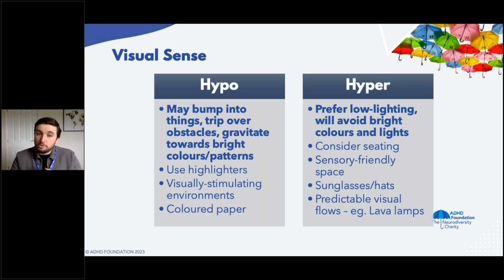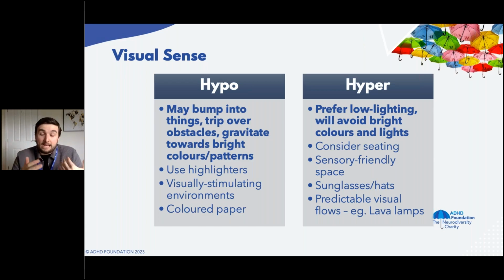Coloured paper might be an option as well, just in terms of trying to really bring out that visual input as much as possible. And then if someone's hypersensitive, so that oversensitivity, and they might be showing some of that sensory avoiding behavior, they might prefer low lighting and they'll avoid bright colors and light.